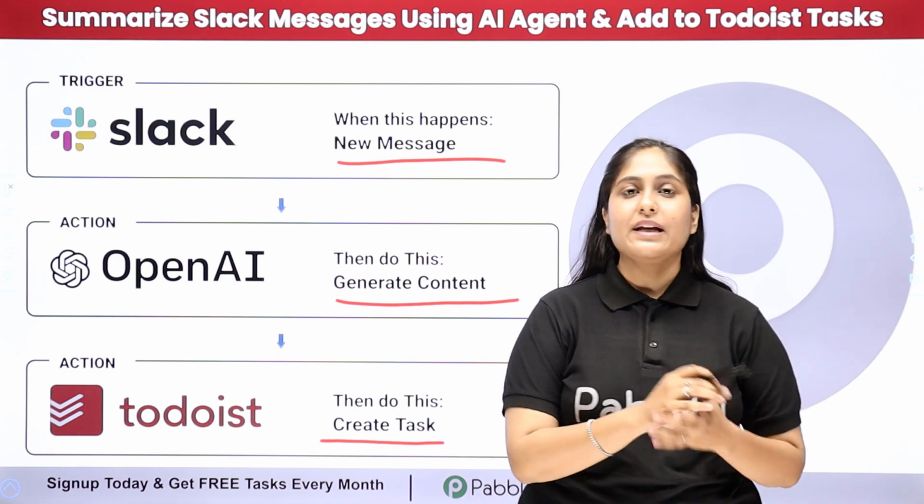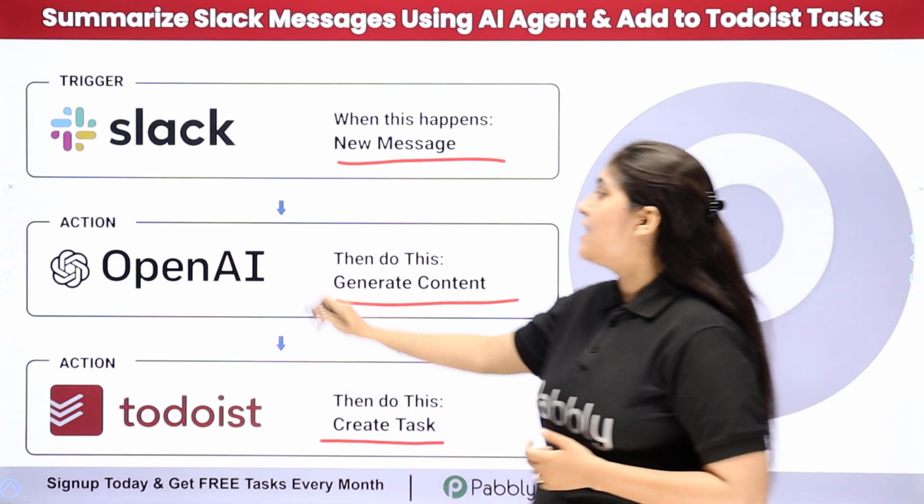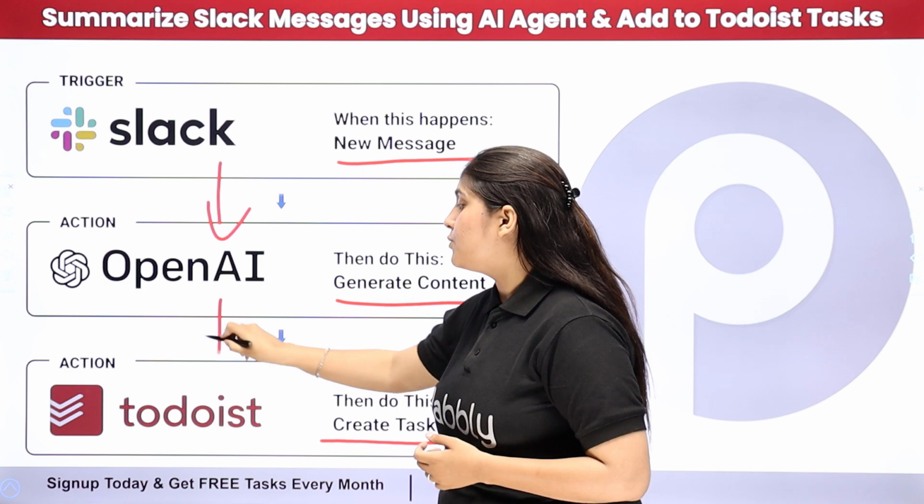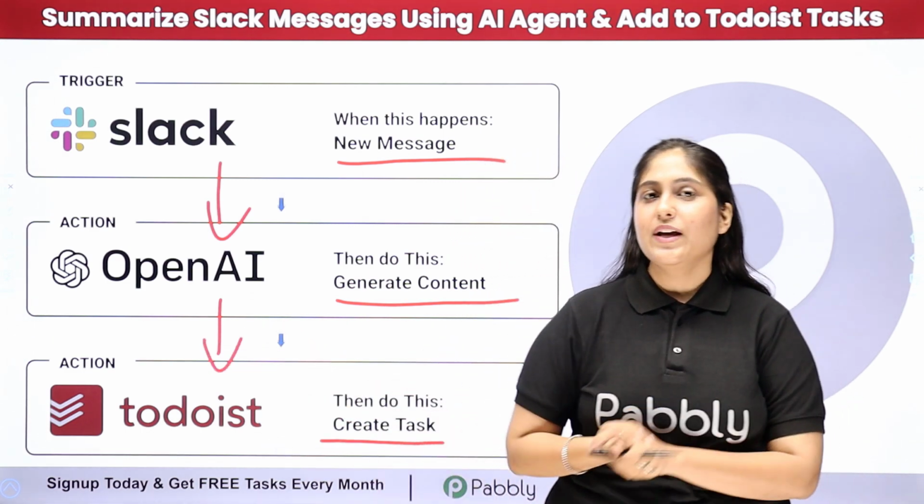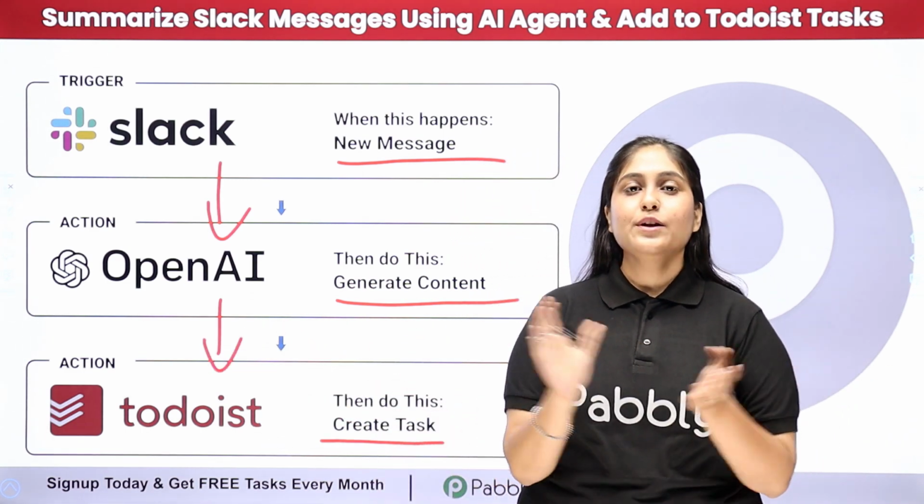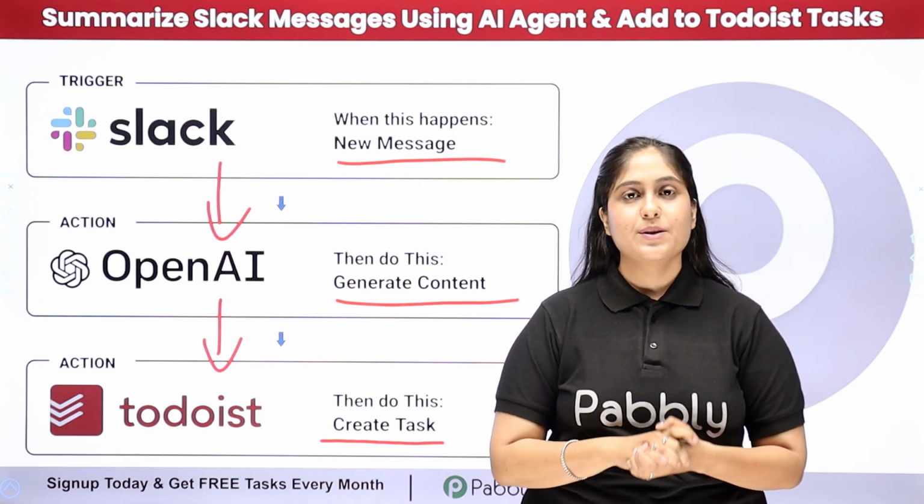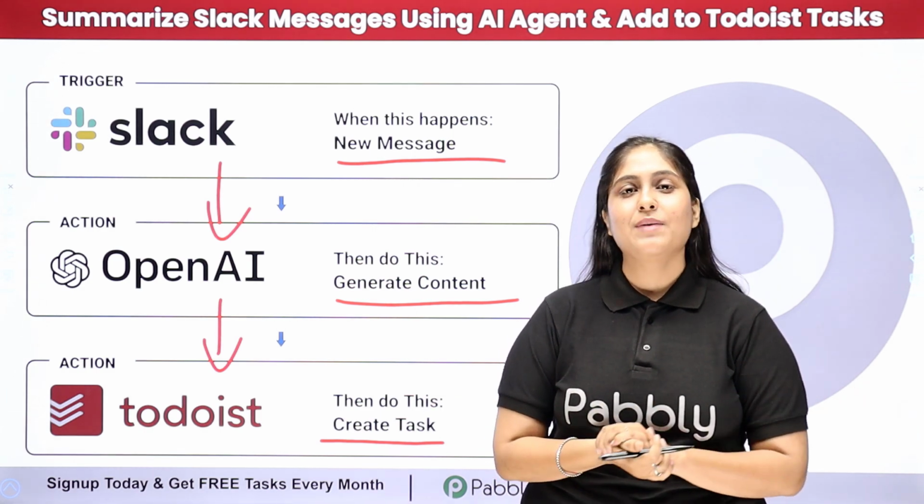So now, to automate the entire process, I need to connect my Slack account with my OpenAI account and my Todoist using an automation software named Pabbly Connect. So now, to see the working of this automation and to learn this process step by step, let me take you all to my screen.